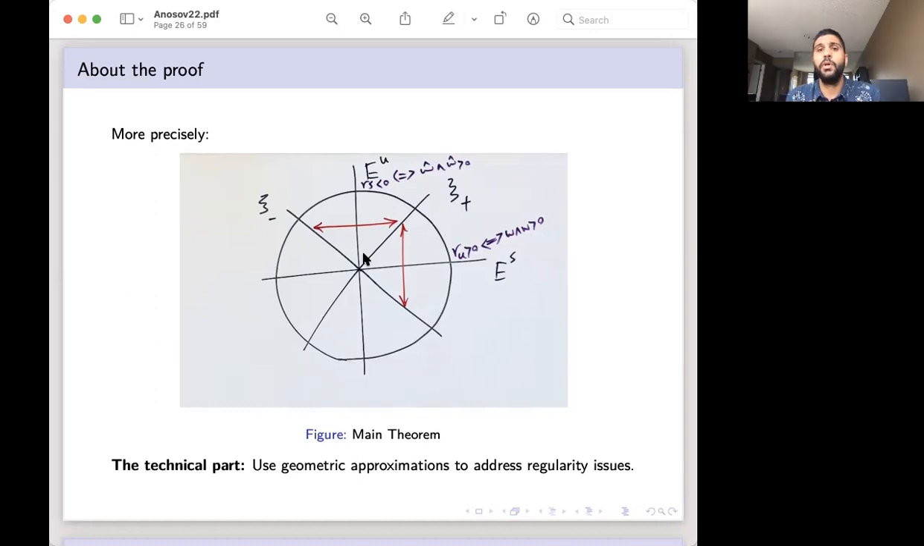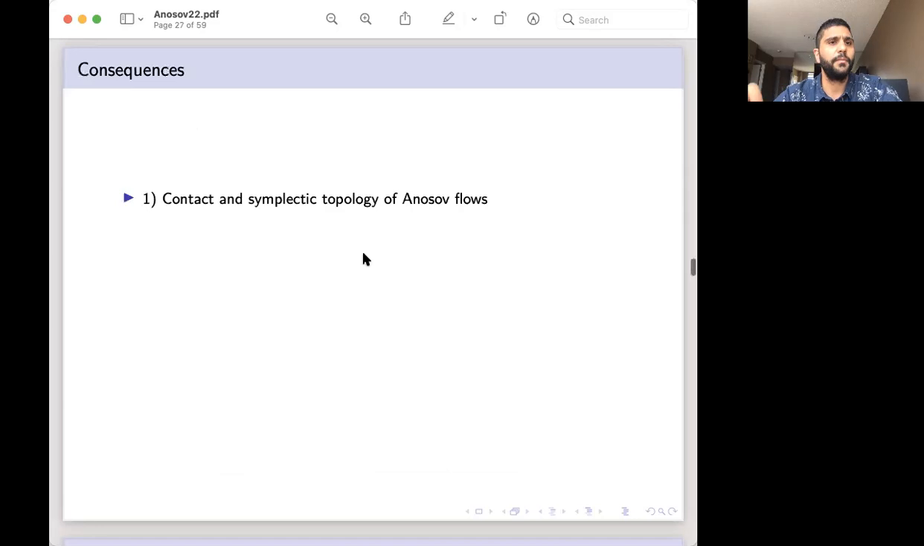So you need to do approximations in a way that respects this, the growth rates in some sense. It respects the computation that you had for growth rates, it is not changed a lot so as to violate the Anosovity. Okay. So in the remaining time, I'm going to say a few words about some consequences of this main theorem.